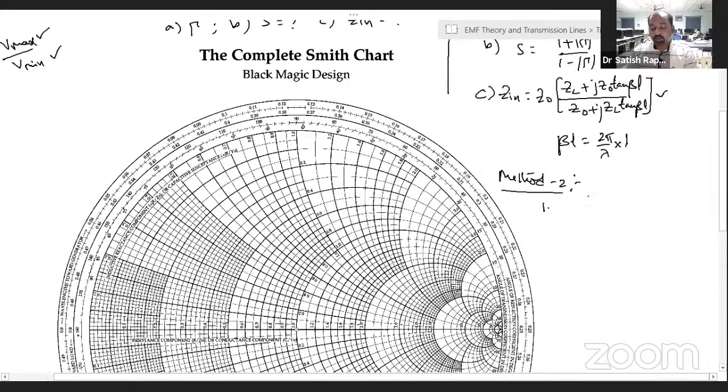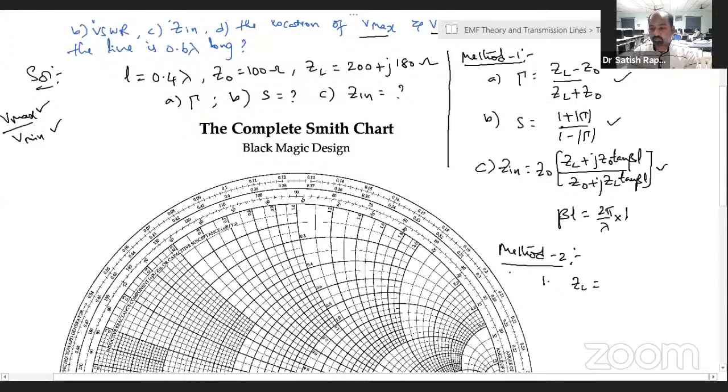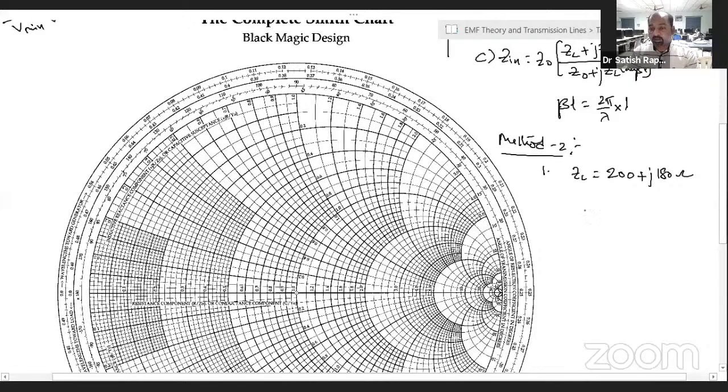So what is step one here? As you know, the Smith chart is a normalized chart. Therefore, we need to convert the given load impedance into a normalized load. So ZL is equal to 200 plus j180 ohms, and Z naught is equal to 100 ohms.